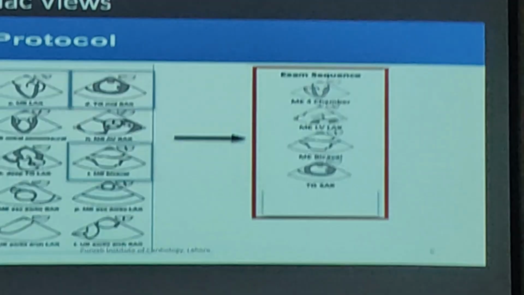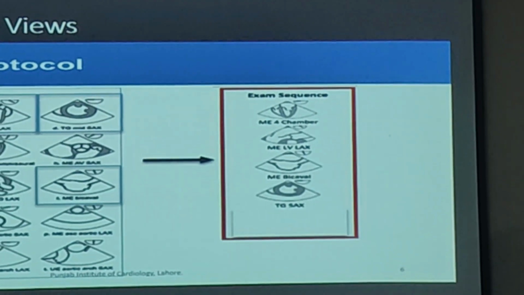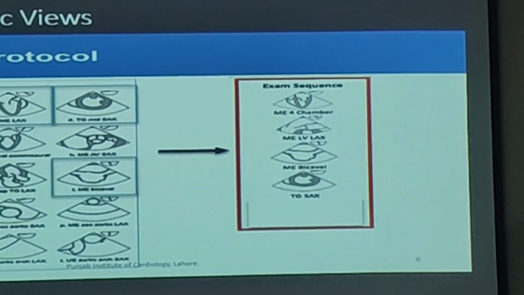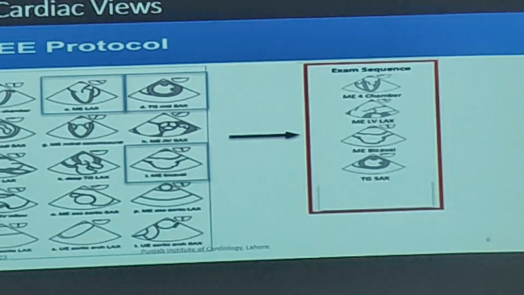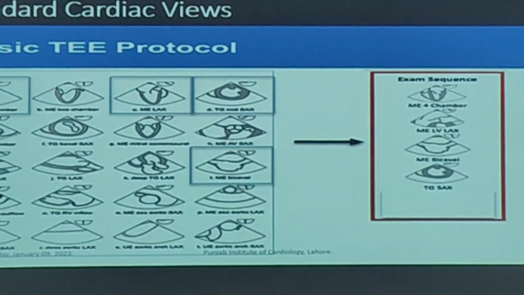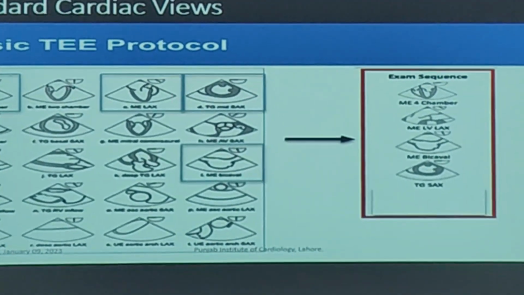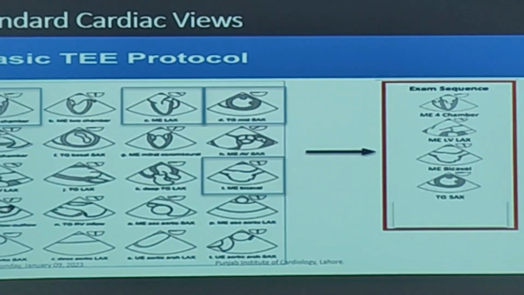The images in the TEE and the transthoracic are mirror images of each other, because we are looking from the inferior of the heart in the TEE, and we are looking at the front of the heart from the transthoracic. So the image produced on the echocardiography will be a mirror of each other.